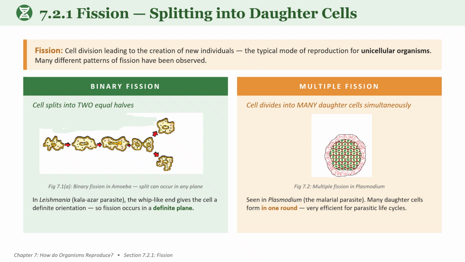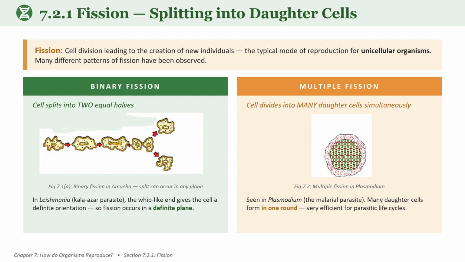Let's start, children. Fission. What is fission? Splitting into daughter cells. A single cell is splitting into two daughter cells. So what happens in fission? Fission is a process in which a unicellular organism, always a unicellular organism, divides into two or more daughter cells. It is the most common method of reproduction in single celled organisms.